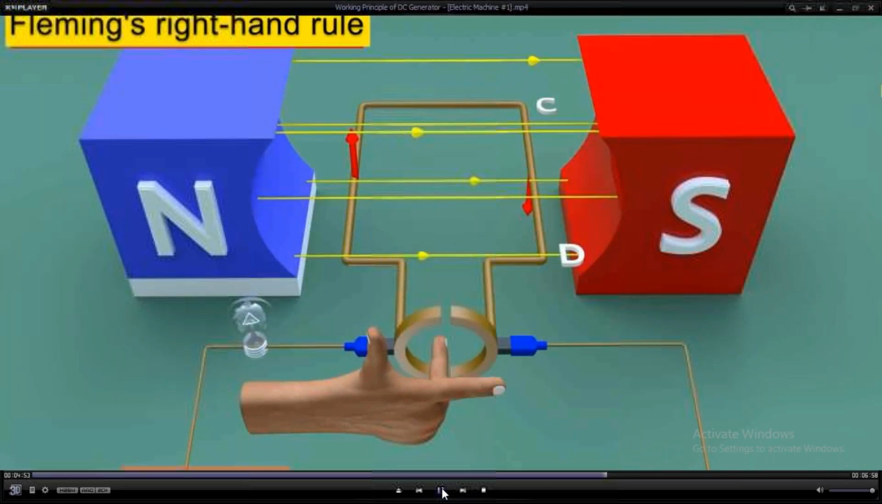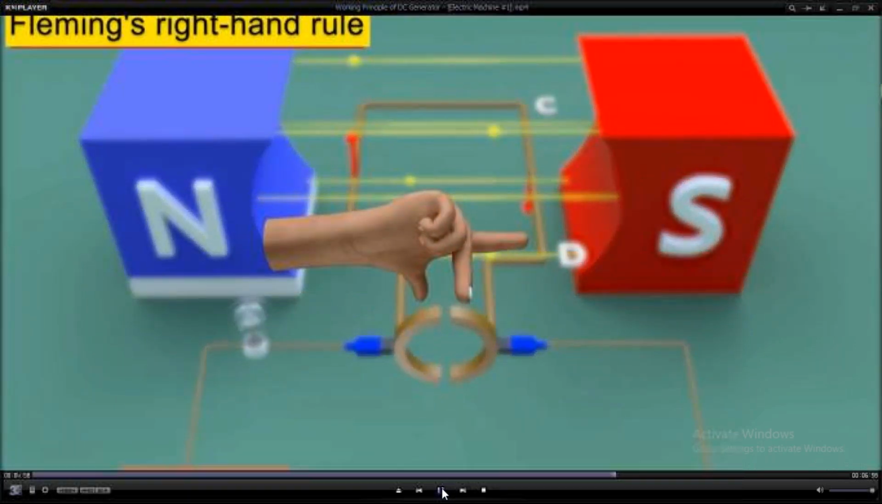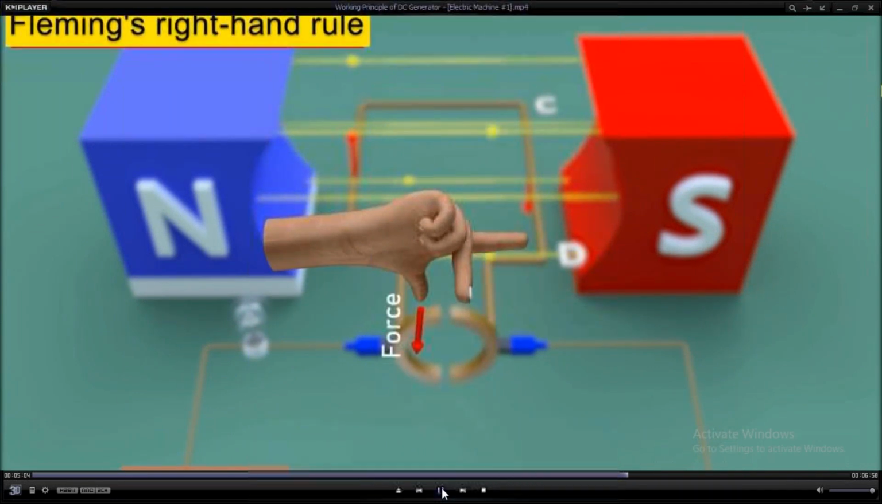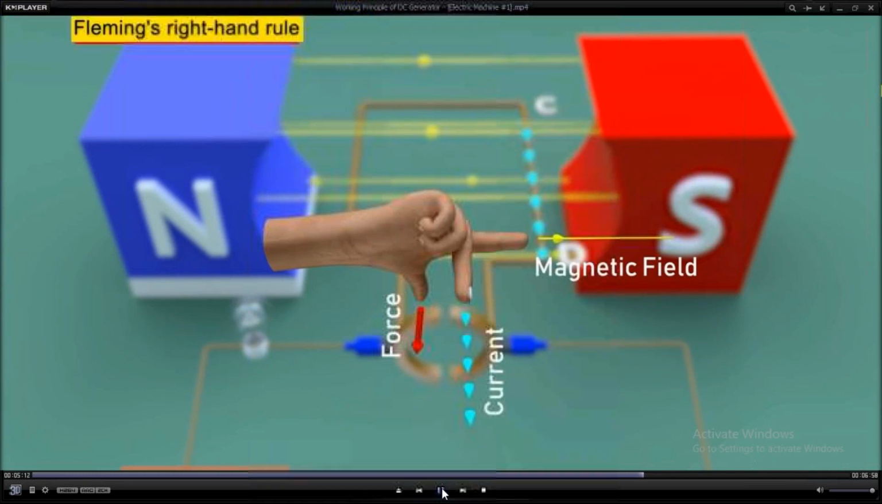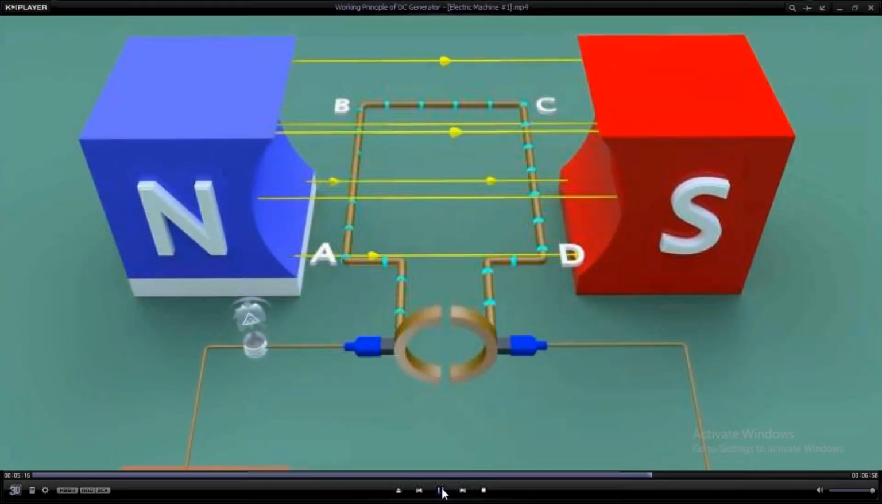So the rotation of the coil is clockwise, and the force acting on part of the coil CD pushes that part of the coil downwards. The thumb points down, indicating the direction of the force. The index finger points in the direction of the magnetic field from north to south, and the middle finger will point in the direction of the induced current, which in this case is from C to D. So to conclude, the induced current follows the path ABCD of the coil.